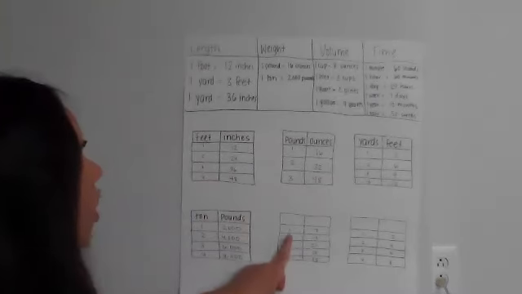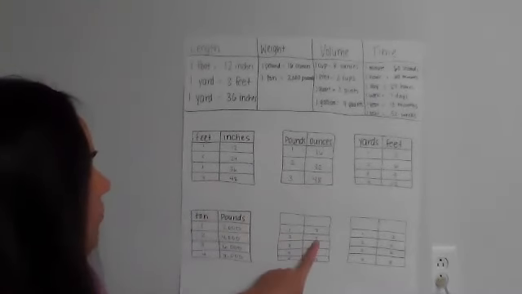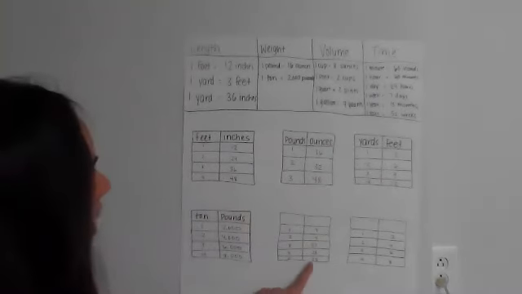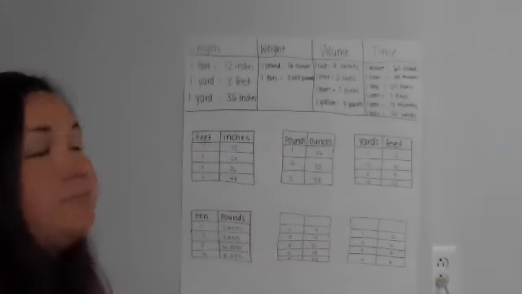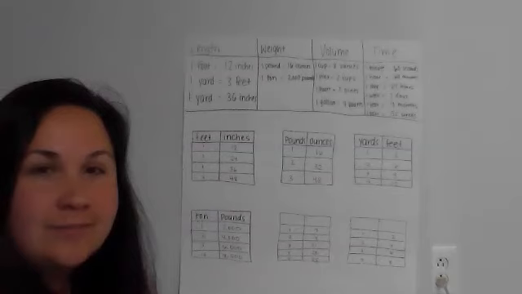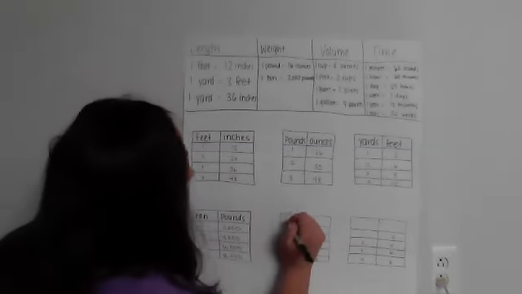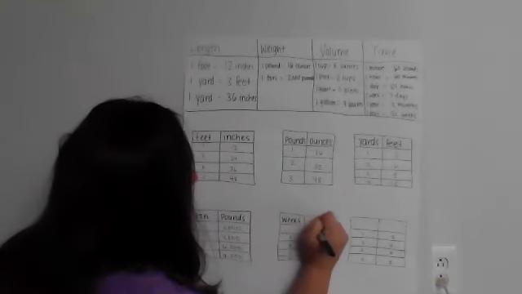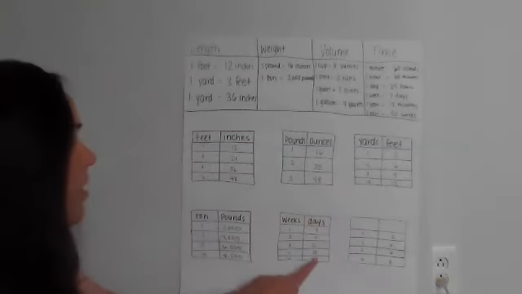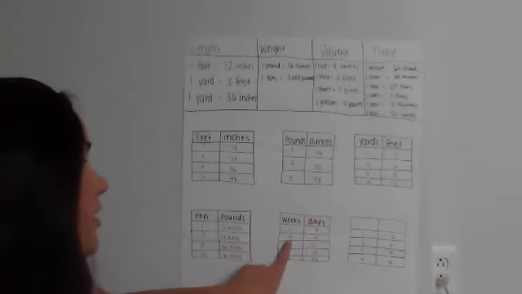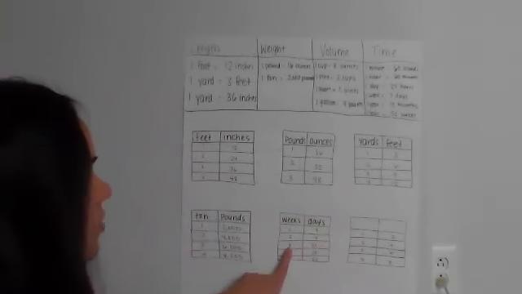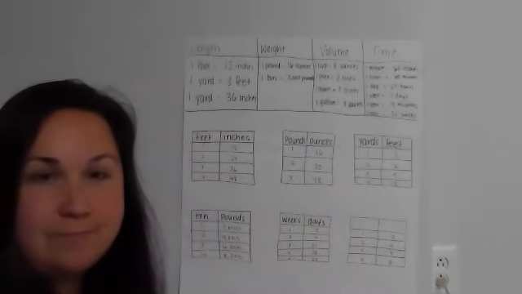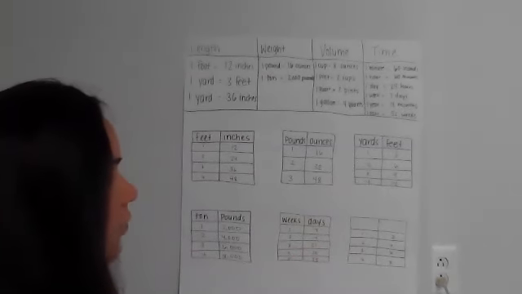Okay, just 2 more. 1 and 7, 2 and 14, 3 and 21, 4 and 28, 5 and 35. What do you think it could be? Hopefully you put weeks and days. There are 7 days in 1 week, 14 days in 2 weeks, 21 days in 3 weeks, 28 days in 4 weeks, and 35 days in 5 weeks. Now let's take a look at the last one we have here.